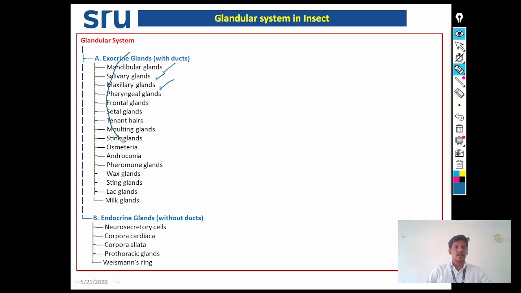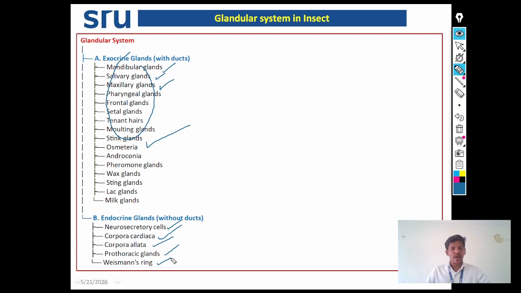All these are the exocrine glands. They possess ducts. Endocrine glands: neurosecretory cells of the brain, corpora cardiaca, corpora allata, prothoracic gland, and Weissman ring. All these are endocrine glands.